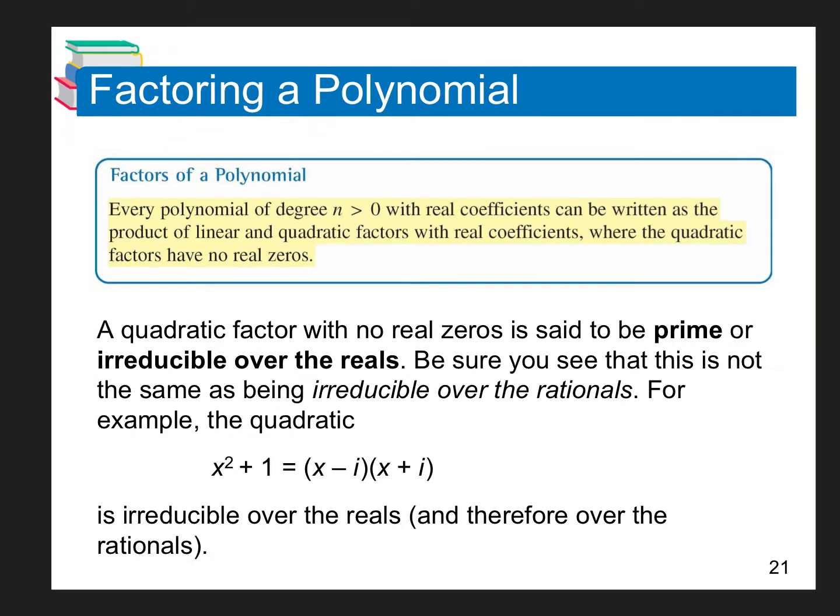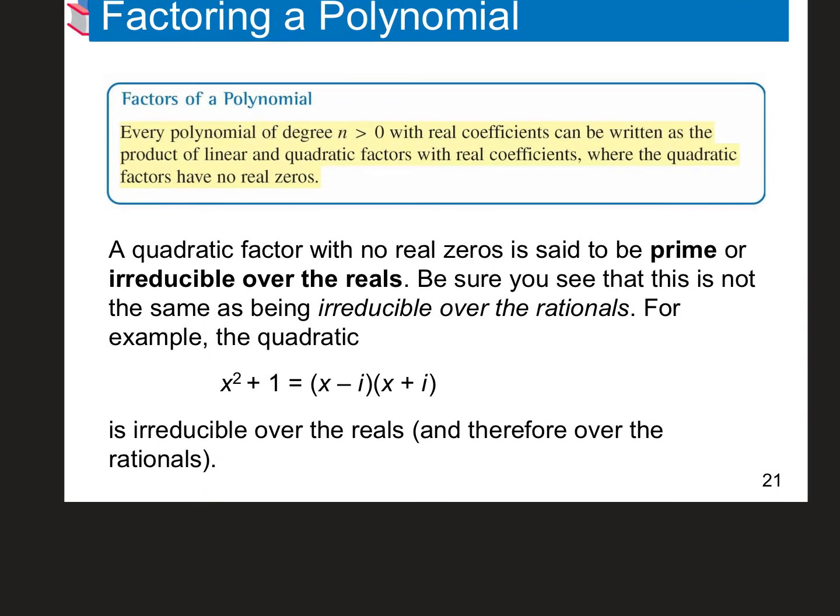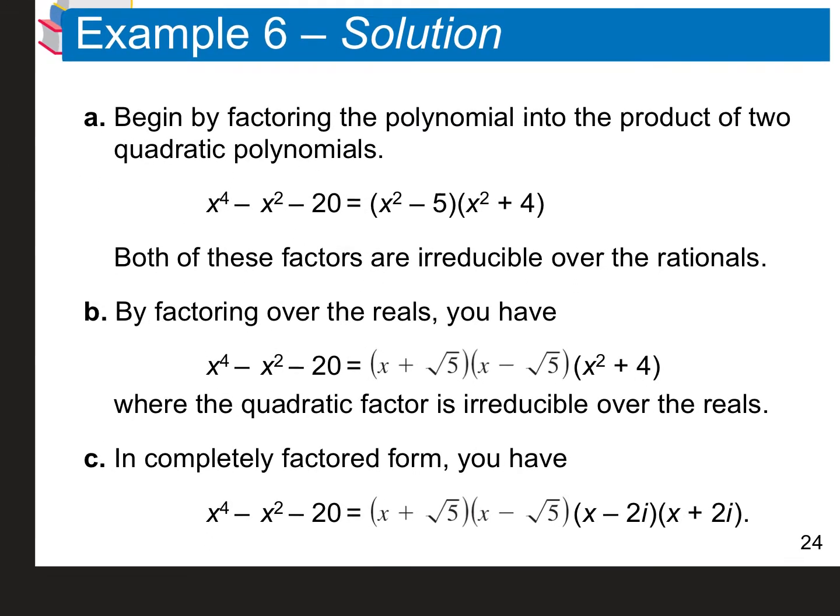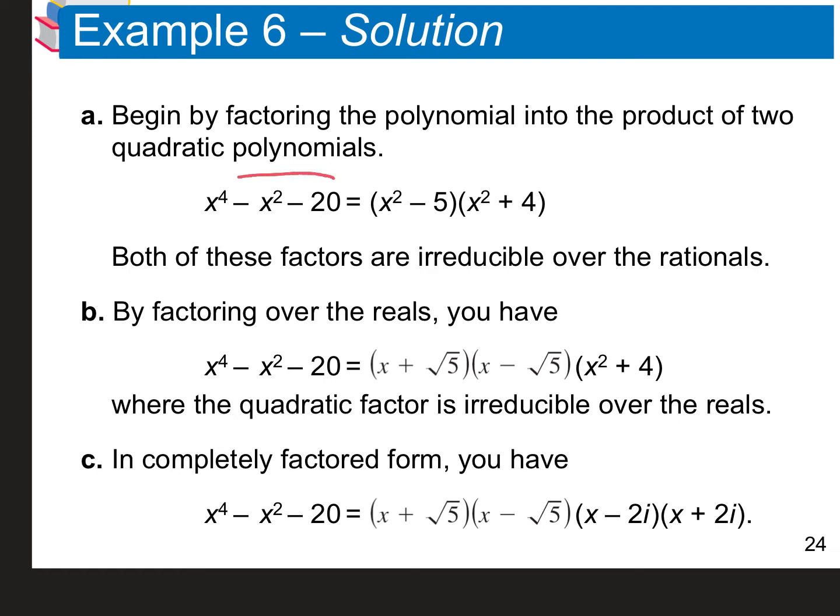All right, now we're going to talk about different wording. A quadratic factor that has no real zeros is said to be prime, or irreducible over the reals. What that means is there's only imaginary solutions. Okay, we're going to talk about factoring over the reals and completely factored. So I want you guys to see the difference here. If you have this equation right here, they've already factored this for us. We're going to go through it. Do you see how you're left with x squared minus 5, x squared plus 4? Yes?